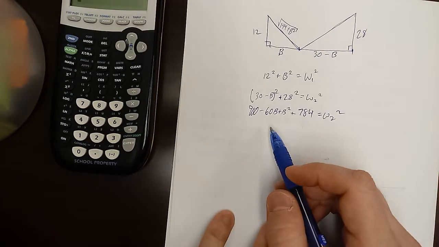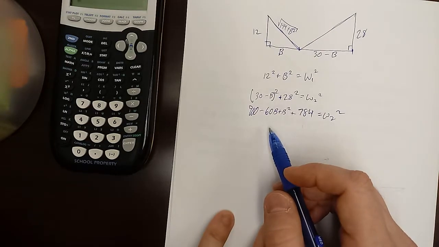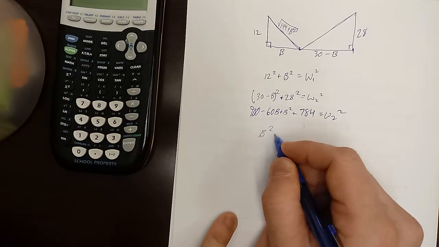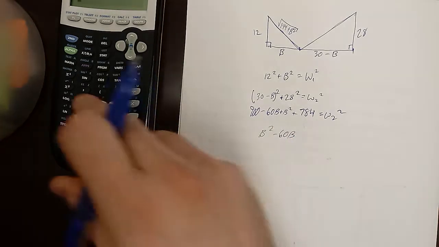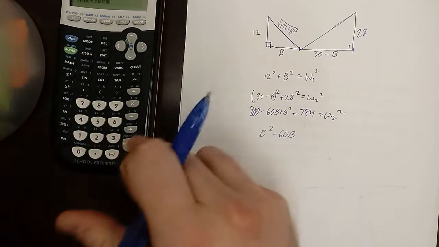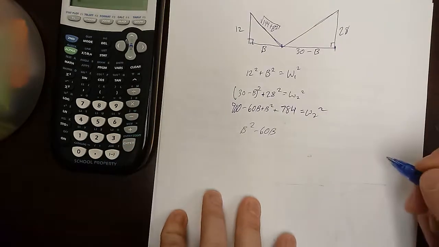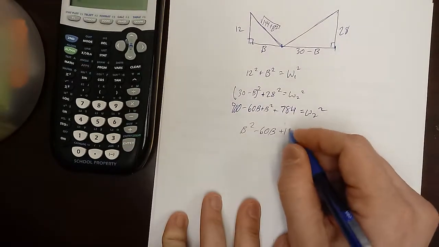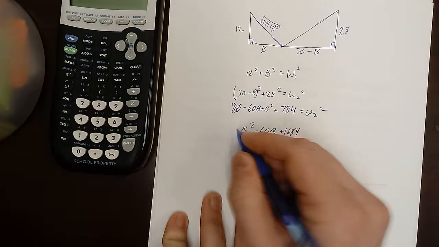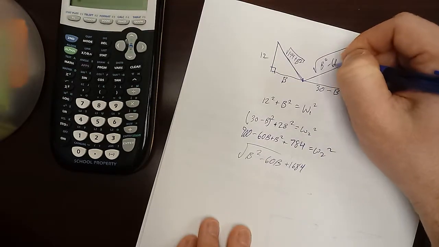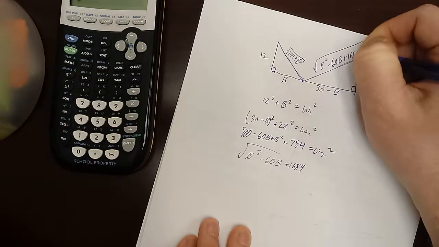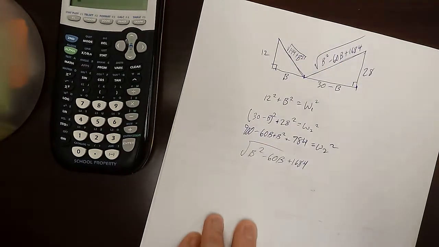So, let's see. So B squared minus 60B, 784 plus 900, 1684. Why am I using my calculator? Okay. So I take the square root of that. So, all right. So square root of B squared minus 60B plus 1684. Cool. All right.